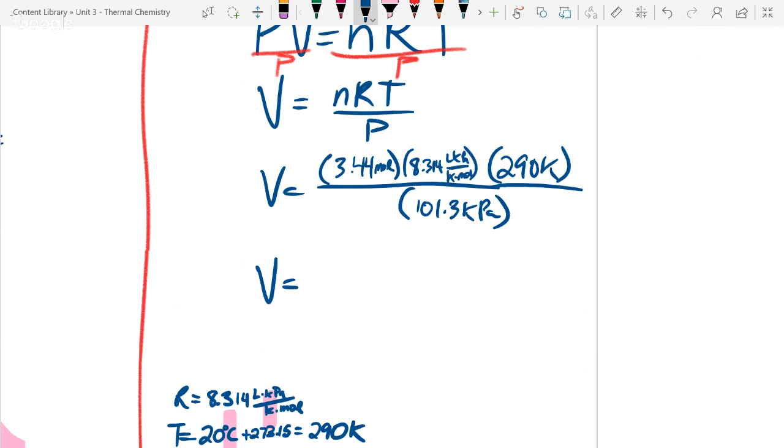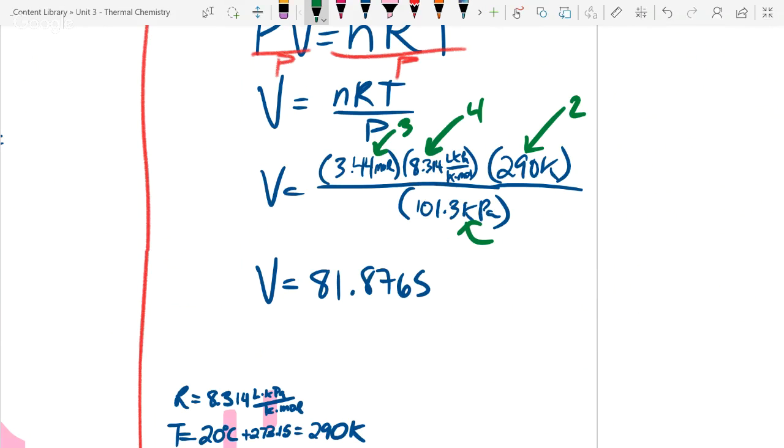We should have on the order of what, like 50 something? What do we get? 81. Really? I got 82. Oh, that's 290. Yeah, okay, that makes more sense. What'd you get? 81.8765? Okay. And if we go back and look at the numbers we used, I had how many sig figs? 3, 4, 2, and 4. So the answer should go down to 2.